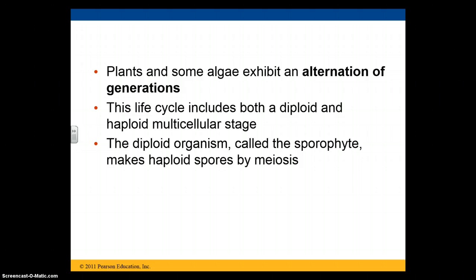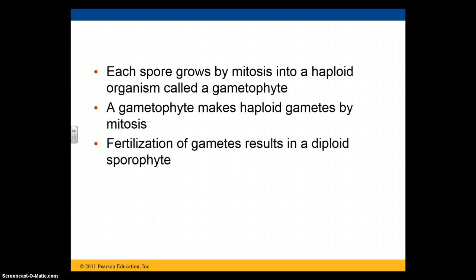But plants and some forms of algae exhibit what is called alternation of generations, and this includes stages in their lives where they are diploid and stages where they are haploid, where all of the cells in the organism are diploid or all of the cells are haploid. So a diploid organism is called the sporophyte, and the sporophyte is going to make haploid spores by meiosis. And then each spore will grow by mitosis into a haploid organism, which is called a gametophyte.